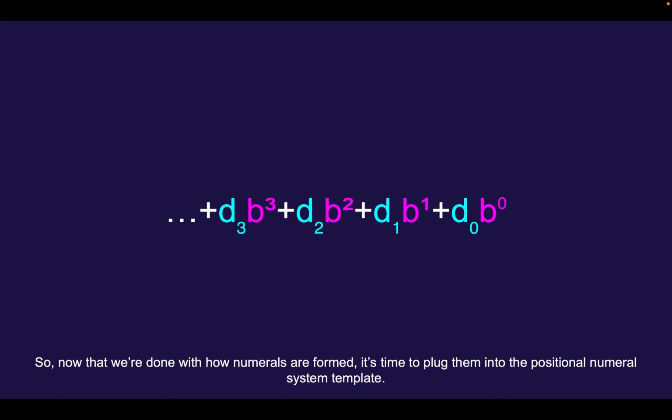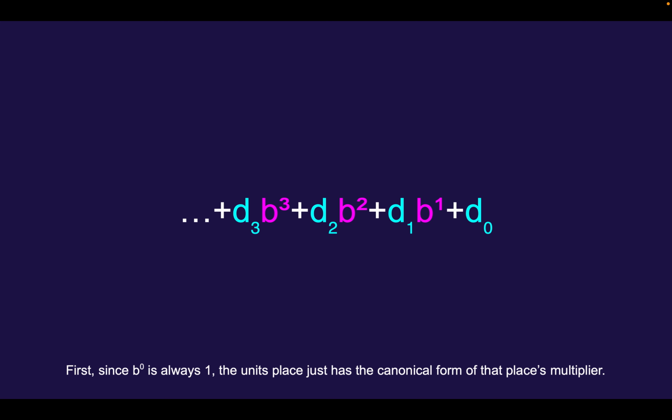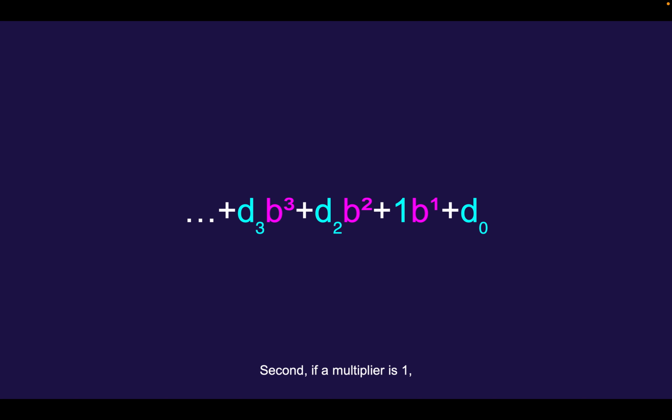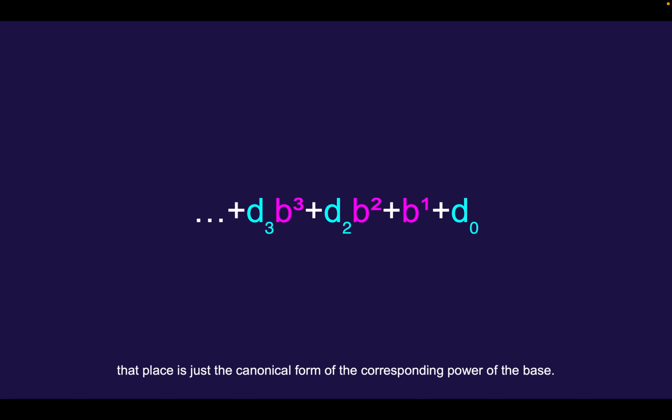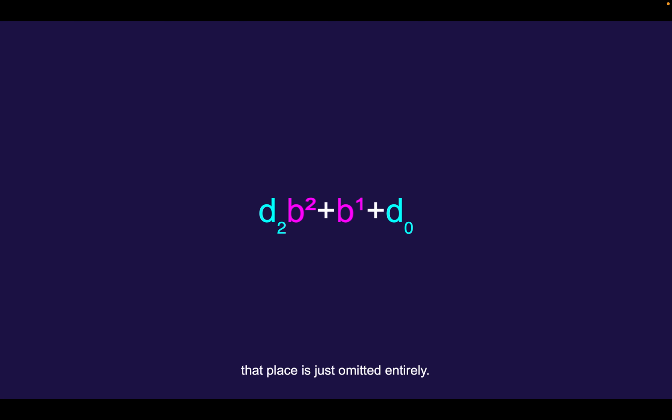So now that we're done with how numerals are formed, it's time to plug them into the positional numeral system template. Each place value has a root for the power of the base and a multiplier prefix, although there are 3 edge cases. First, since base to the 0 is always 1, the units place just has the canonical form of that place's multiplier. Second, if a multiplier is 1, that place is just the canonical form of the corresponding power of the base. And third, if a multiplier is 0, that place is just omitted entirely.